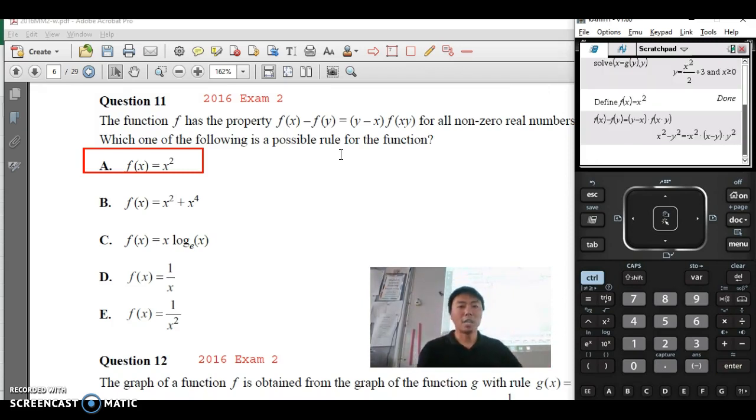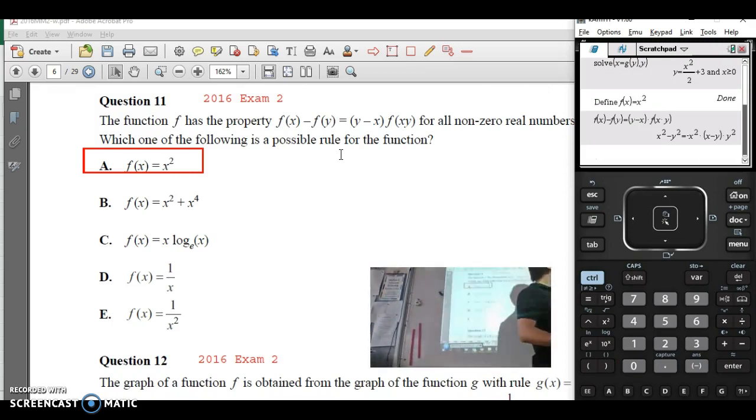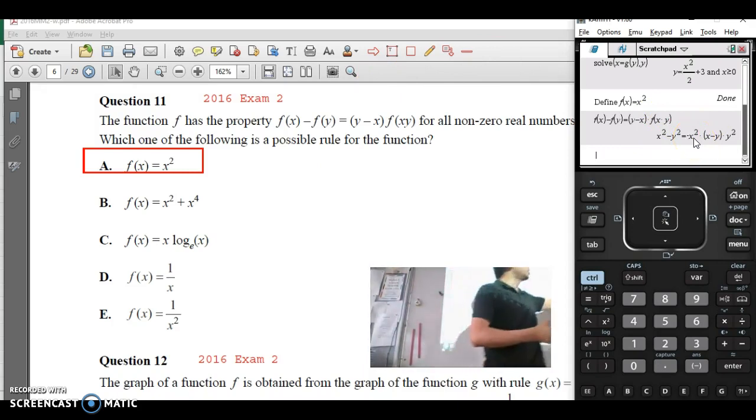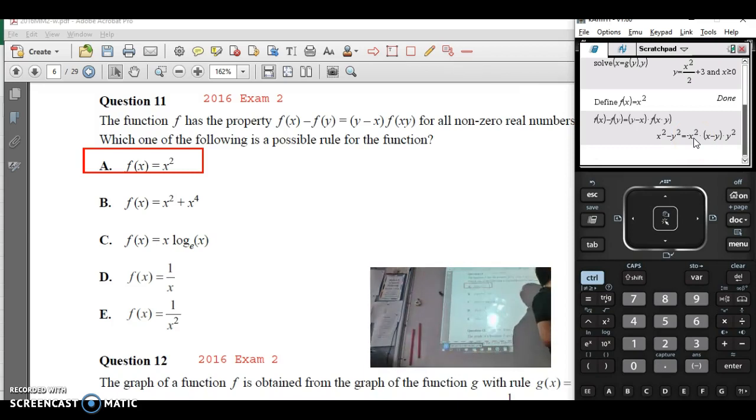Now, after you type enter, it will give you the equation. If you get an equation that looks like this, that means they are not the same. This is not equal to that. It is just telling you this is different from that.